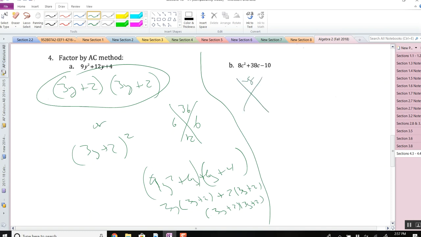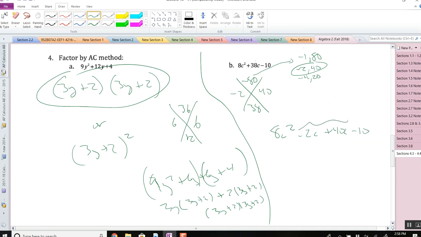let's try it again. Negative 80 and 38. Now, negative 80 is kind of tricky. There's a lot of different options like negative 1 and 80. It's a little bit of trial and error, but you could be systematic still. Oh, I hit it. Negative 2 and 40. So you got 8c squared minus 2c plus 40c minus 10.